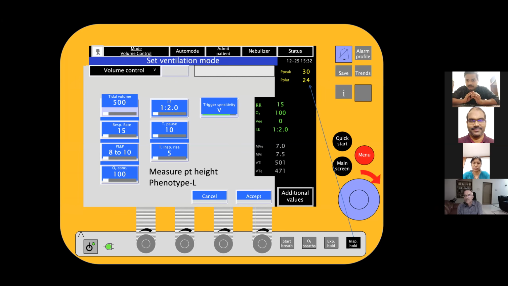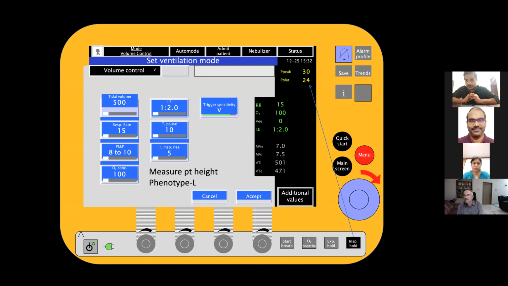Trigger sensitivity in a volume control. Time triggers. No. When you are paralyzed, you set a trigger or no? No, sir, in a paralyzed patient, we don't have triggers.